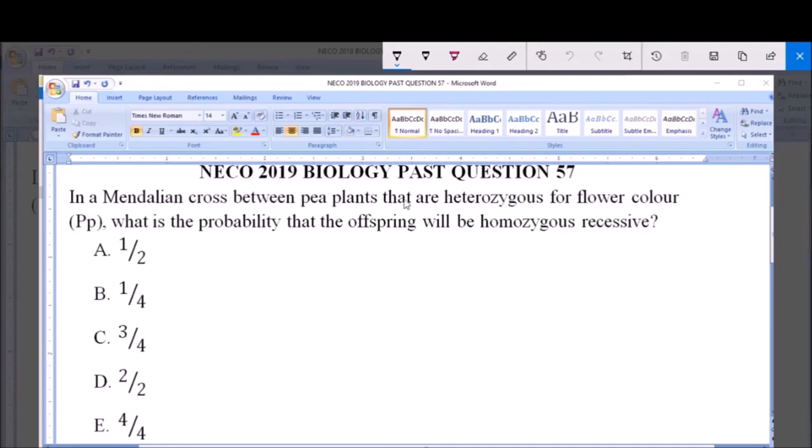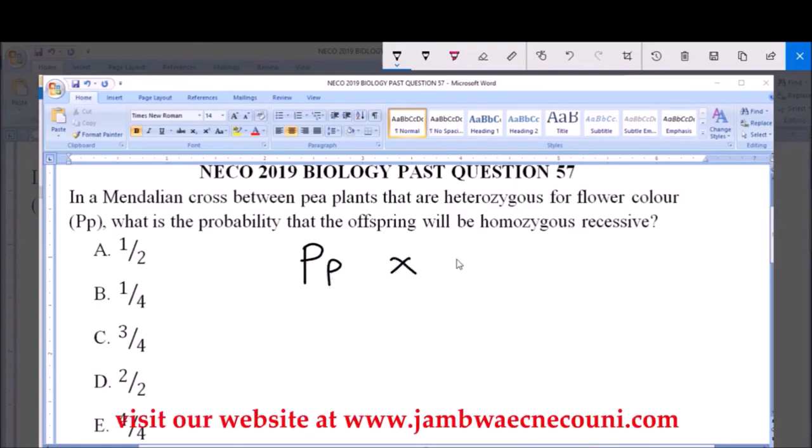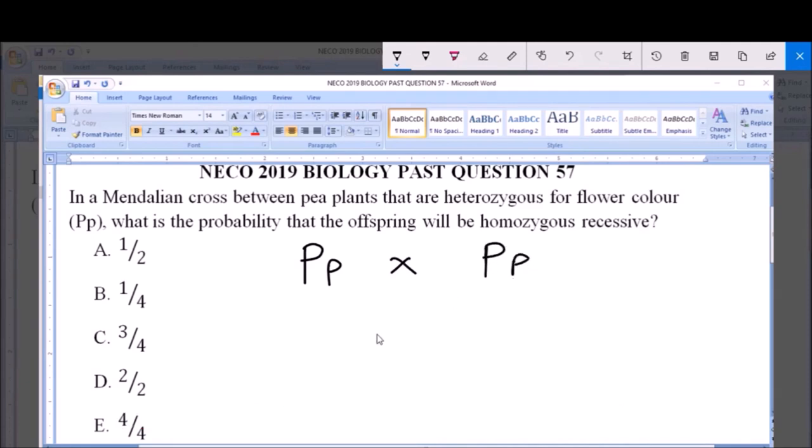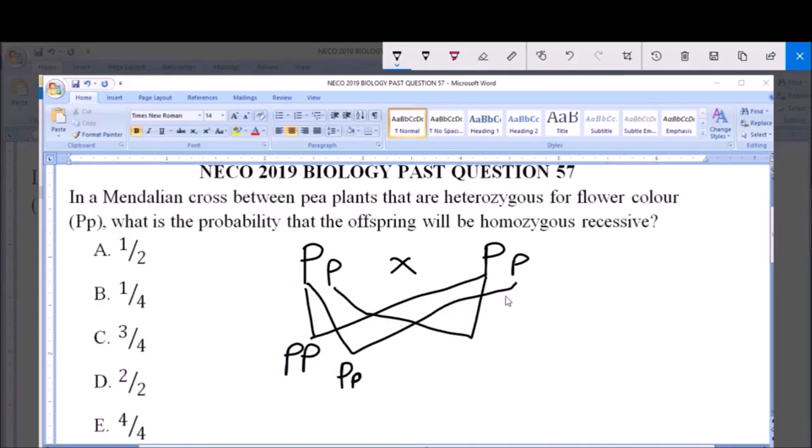Now, a Mendelian cross between pea plants that are heterozygous for flower color, Pp. So we have the first heterozygous plant crossed with the second heterozygous plant. By crossing these plants, for the first filial generation, we'll have this. So here we have PP, that's homozygous dominant for this flower color, and Pp, that's heterozygous dominant for this flower color. Then we also have Pp, that's heterozygous dominant, and then small pp, homozygous recessive for this flower.